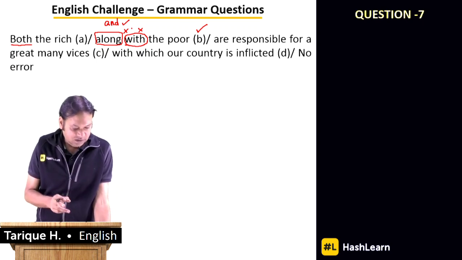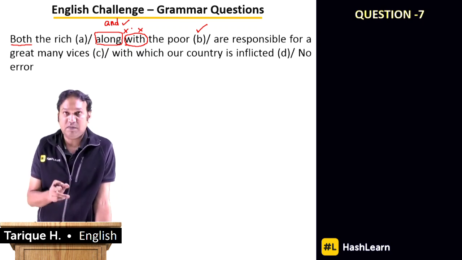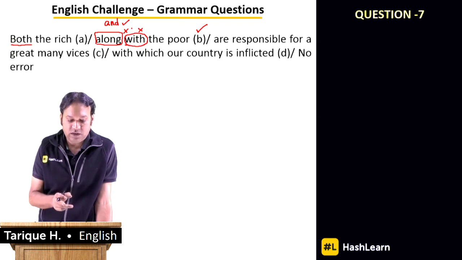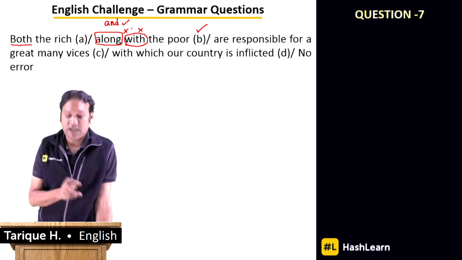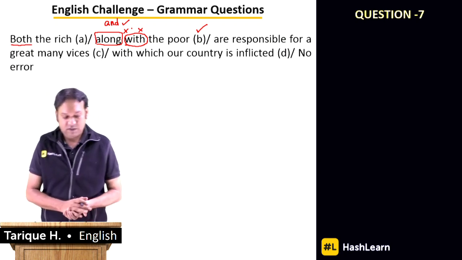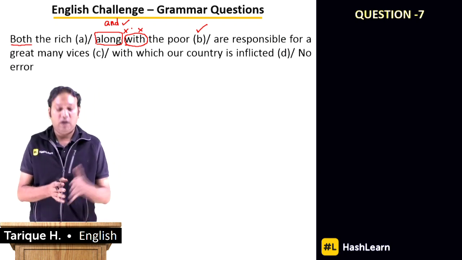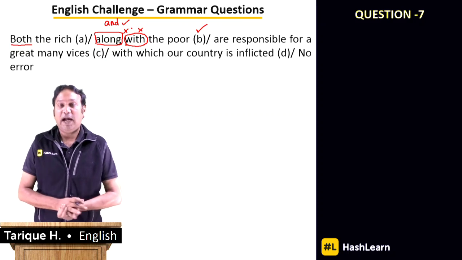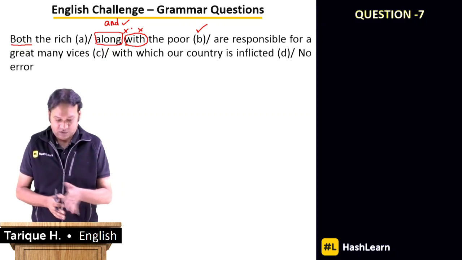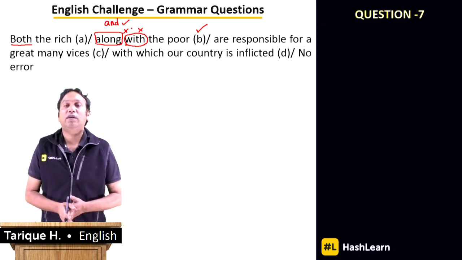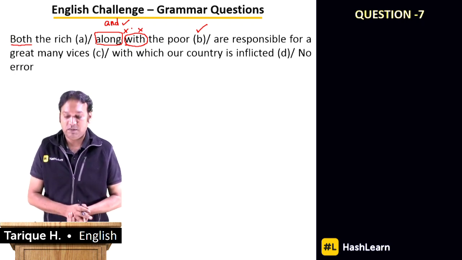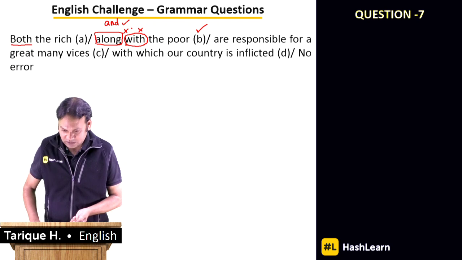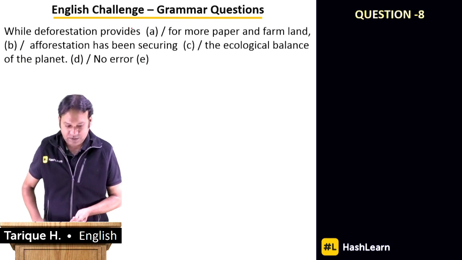So the correct answer for question number 7 is B. Instead of along with, we should have and there. That's the thing. Both the rich and the poor are responsible for. So always remember this, that along with both, we always use and, not along with. This word along with is not used with both. That is the thing to remember from question number 7. Okay, now let's move to question number 8, students.